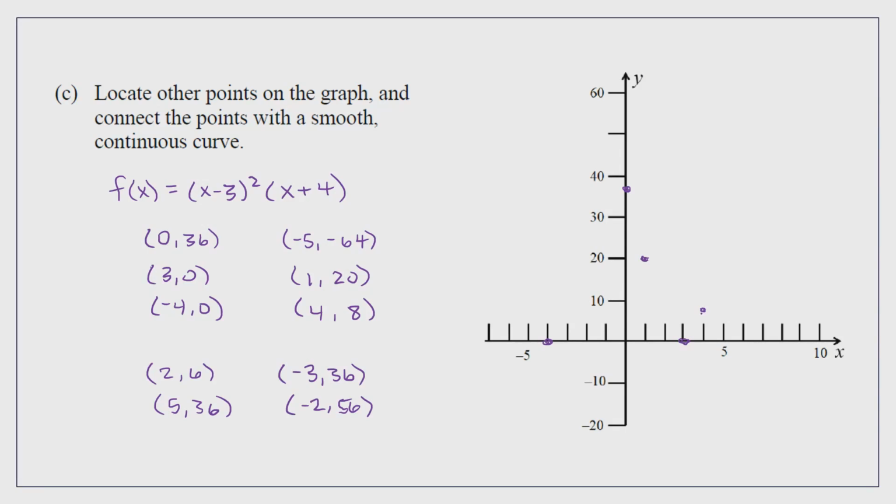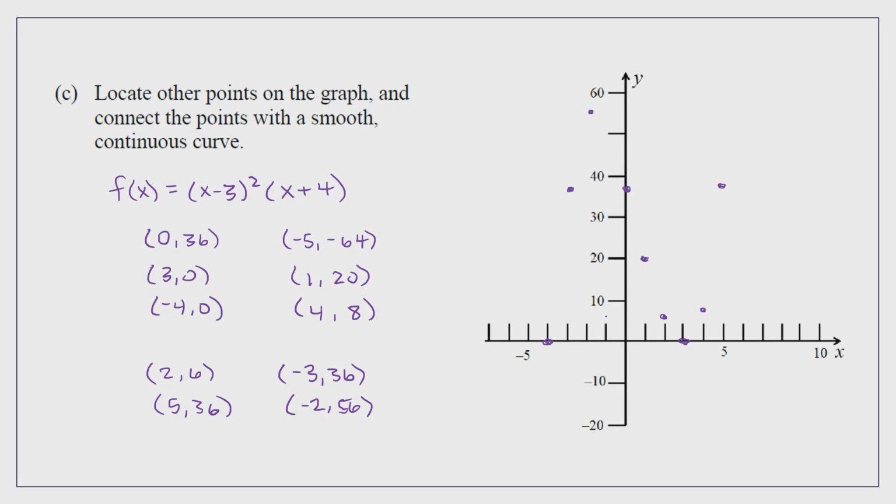Okay. And then we can do 2 and 6. So 2 and 6 is going to be somewhere about right here. And then 5 and 36, over here. Then -3 and 36. And -2 and 56. So it'll be right here.